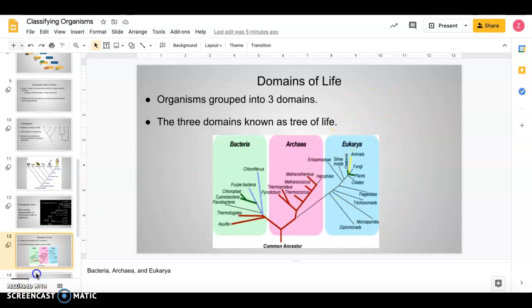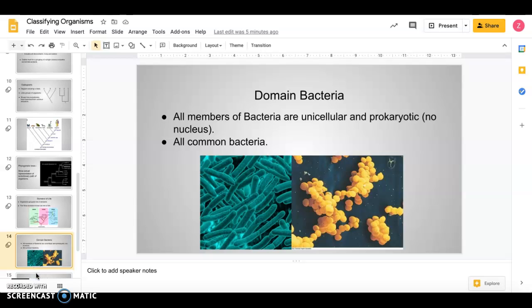Let's take a look at what those terms mean. The domain bacteria, as you might imagine, includes all members of bacteria and are unicellular, meaning they have one cell, and prokaryotic. And now, do you remember what that means? Yeah, so that means that these unicellular organisms have no nucleus. They have no centralized center for their DNA, their genetic material. And the domain of bacteria include all common bacteria.